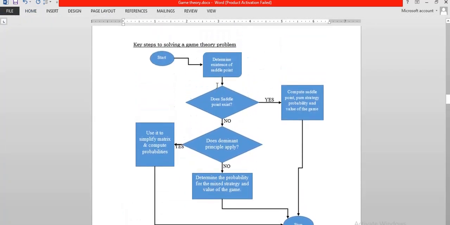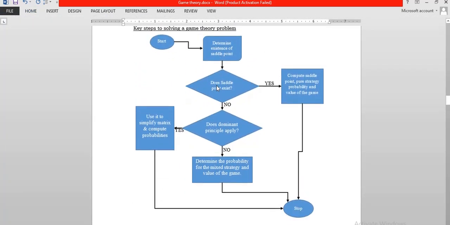So we have a starting point and an ending point. Start, determine the saddle point. If it exists, solve using the saddle point. If it doesn't exist, check if the matrix has a dominant strategy, the dominance principle, and use that to solve. If it doesn't exist, then use the final portion of our solution. And remember, in both cases, you're supposed to compute oddments. We use oddments to get probabilities, and these probabilities and oddments combine together to get the value of the game.